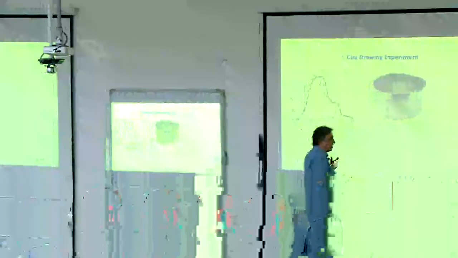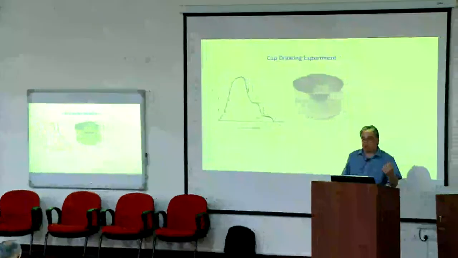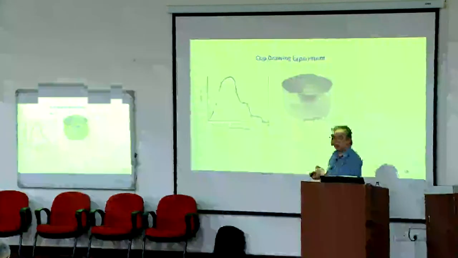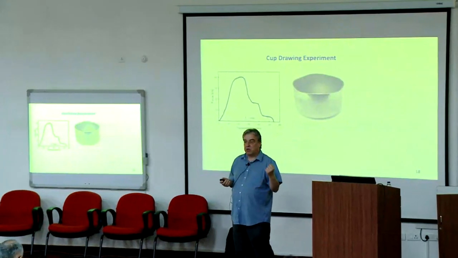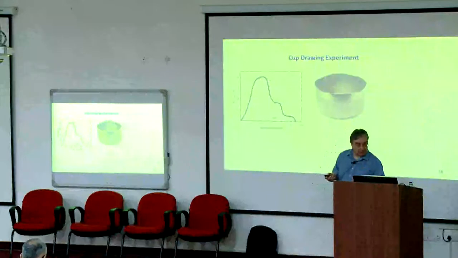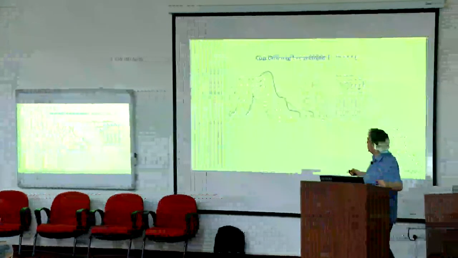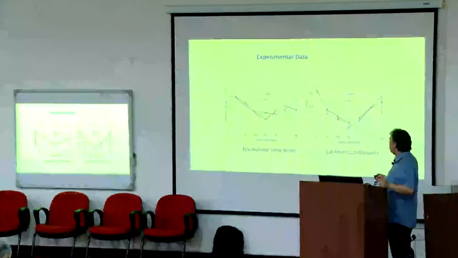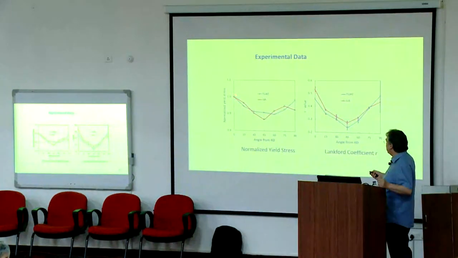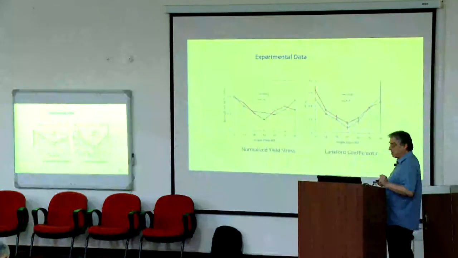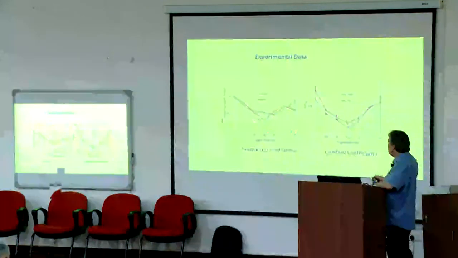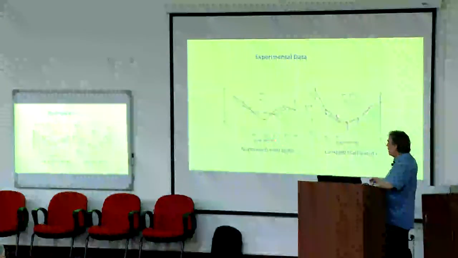So it is very important for industrial applications to be able to predict this earing and to reliably predict it, and to be able to predict it for many different steel and aluminium grades. Here, these are experimental data: data of the normalized yield strength and anisotropy. These were measured at two different universities. You have a typical U-shape evolution. Here, this is the angle with respect to the rolling direction.